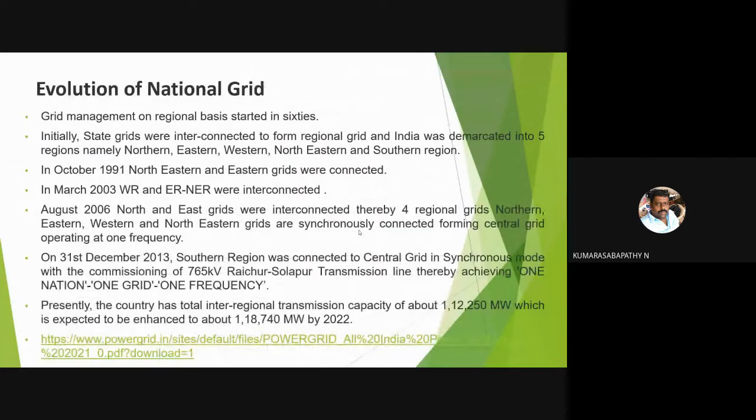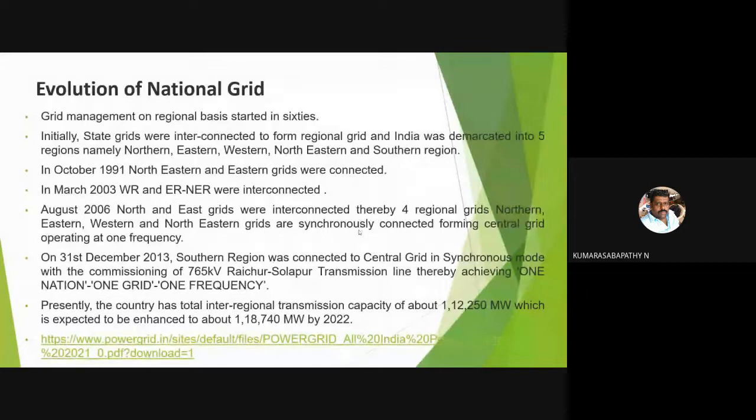Coming to the evolution of grids: previously, power was generated at a generating station, stepped up to a higher level, transmitted and distributed to one particular region only. After the introduction of the grid, grid management was established on a regional basis. The grid concept was introduced in the 1960s.